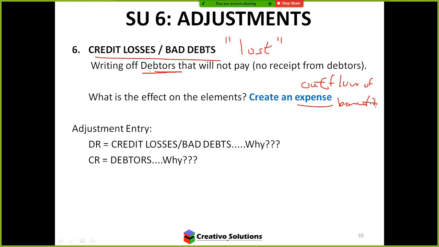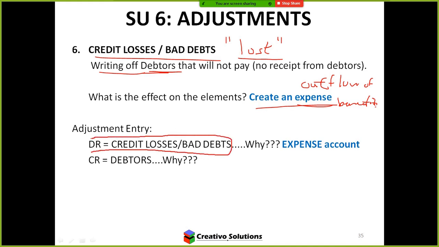Yes, I lost the debtor. I wrote off the debtor. I've lost the debtor. I no longer have a debtor. I have lost the debtor, so I have an outflow of benefits. What balance does an expense have? Debit. Very good. See, that's why we have debit credit losses. You're debiting your credit losses because this is an expense and you're recording the expense.